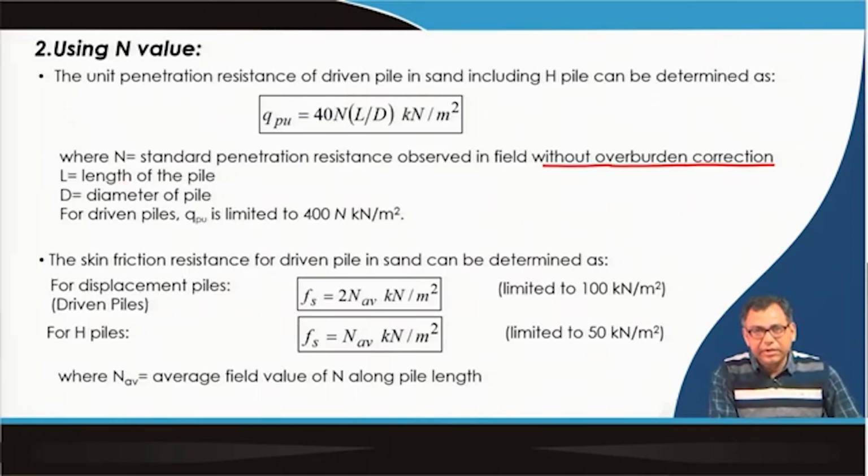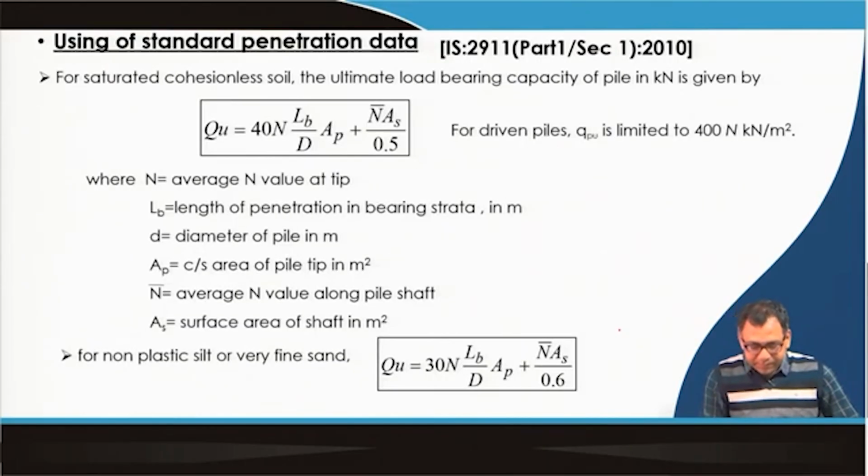So, again this is limited to 400 kilonewton per meter square. Similarly, the skin friction value we can determine by using these two equations, again for displacement or driven pile and for bored pile. So, N average is the average N value along the length of the pile. For the displacement pile, it is limited to 100 kilonewton per meter square, and for bored pile it is limited to 50 kilonewton per meter square.